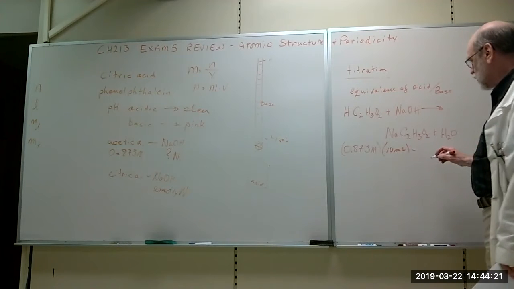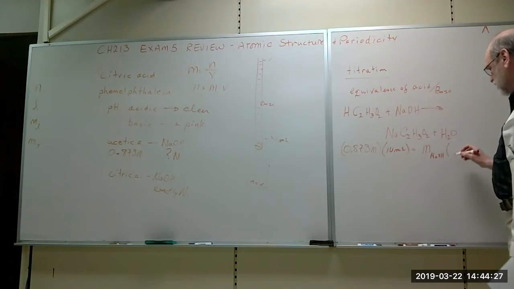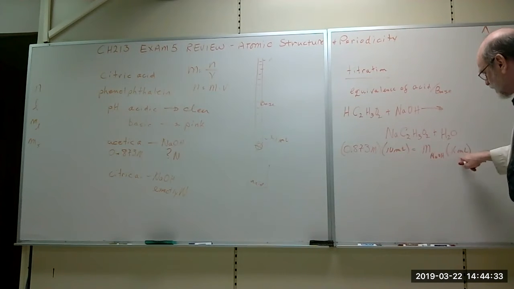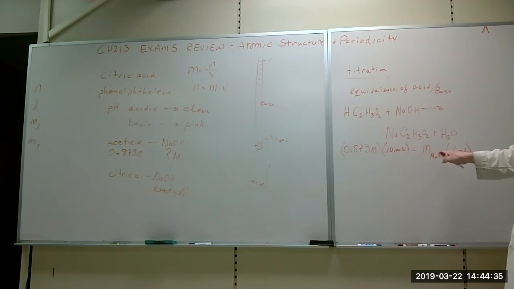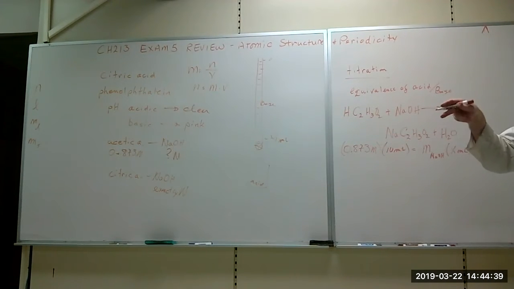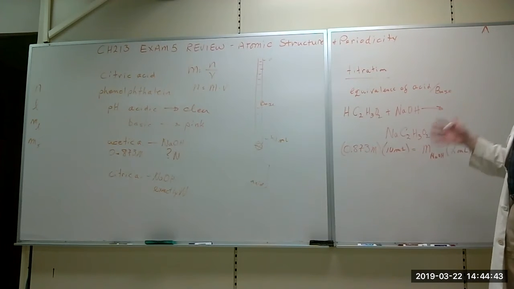And that's equal to the molarity of the base times how many mils we deliver. And since the mils here are the same, we can use mils. We don't have to use liters. You know, molarity is moles per liter, but if we have milliliters both on the same side, we can use them.